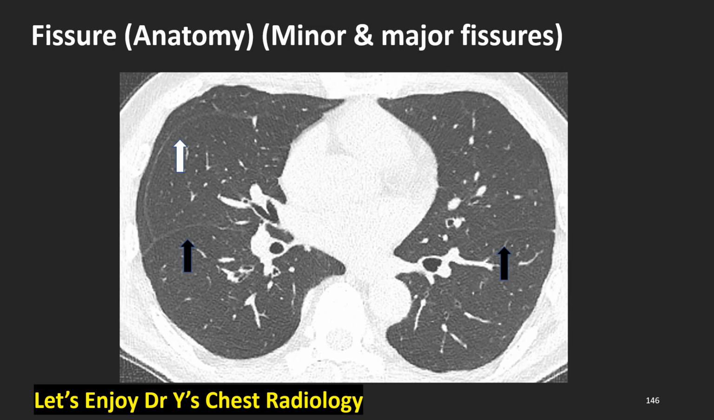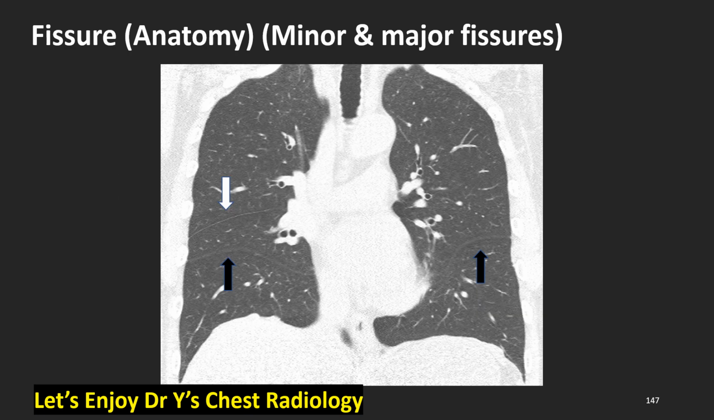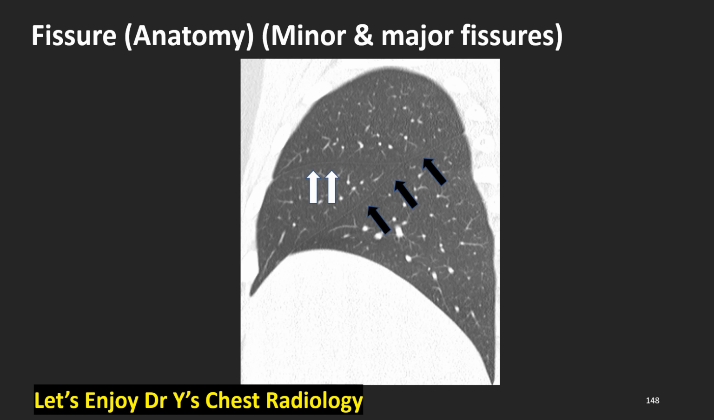Fissure anatomy, minor and major fissures. This is the axial image of CT scan. White arrow indicates minor fissure. Black arrows indicate major fissures. This is coronal CT scan. White arrow indicates minor fissure. Black arrows indicate major fissures. This is the right lung sagittal CT scan. White arrows indicate minor fissure and black arrows indicate major fissure.